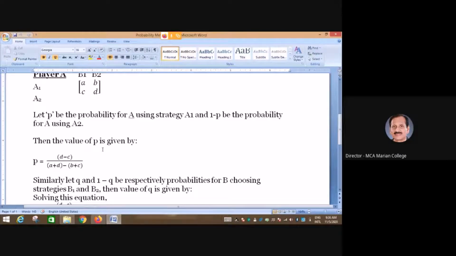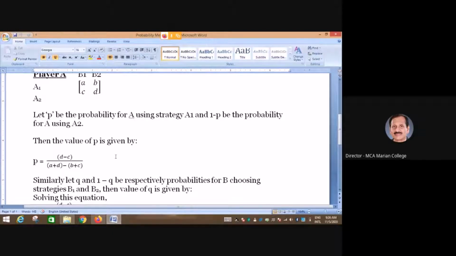Then we can use this formula: P equals (D minus C) divided by (A plus D minus B plus C). In that case, you will get the value of the probability P. All these values D, C, A, and B are given to us in the payoff matrix. So using this formula, you can calculate the value of P. The theory part you don't need to study; just follow this formula for calculating P.